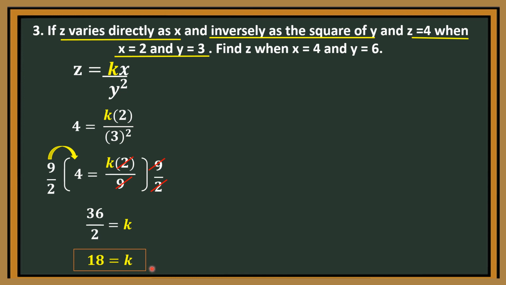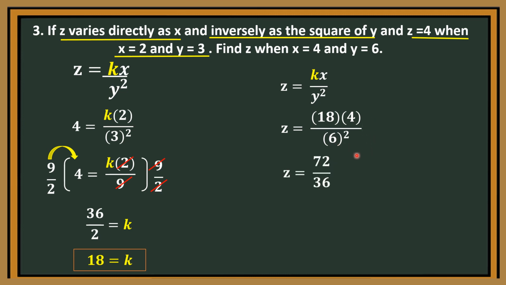Since we already have the constant, we can now find the value of z. Let us use the original equation. z is equal to k times x over y squared. So this time, the value of x is 4 and the value of y is 6, wherein your k is 18. So we will have now z is equal to 18 times 4 over 6 squared.